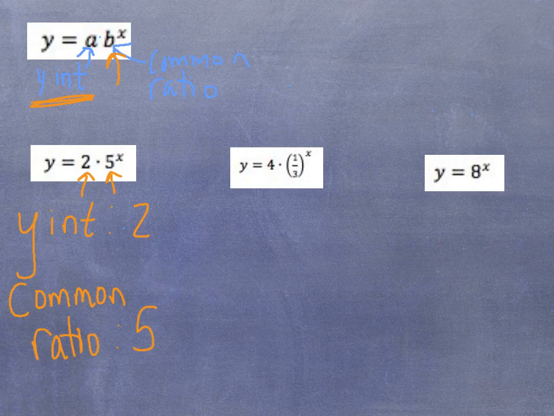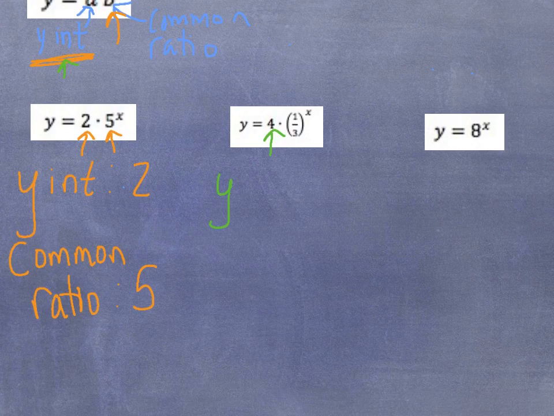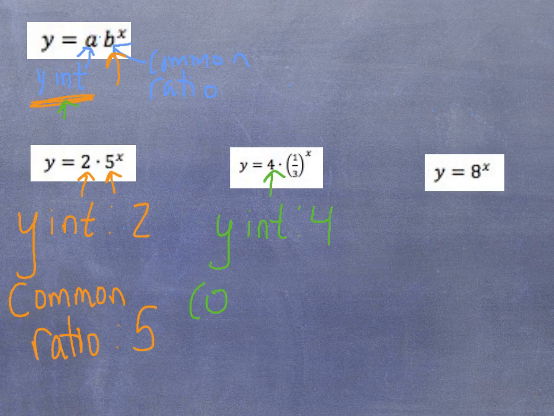Same idea for the next one. What number matches up with the y-intercept? Well, that's going to be a 4, so the y-intercept is 4. And the common ratio is matching up right here. Well, whoa, that number's a fraction. Is that okay? Definitely. The common ratio is just 1 over 3, or 1/3.